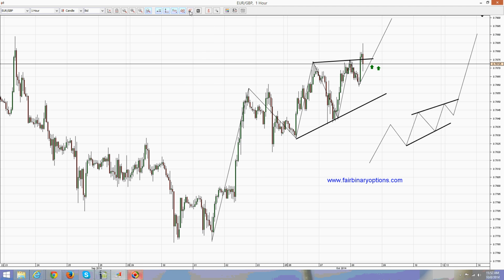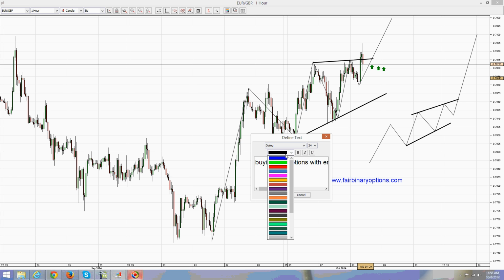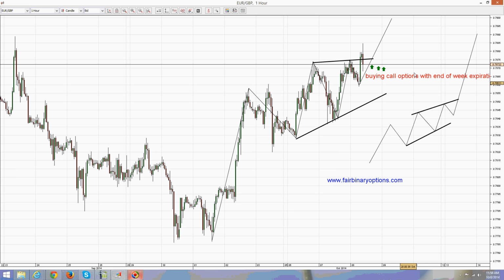Let's write here on the screen the plan for this running variation of a contracting triangle. Buying call options with end of week expiration date is the thing to do on the euro and Great Britain pound, as this market here is fishy for short term. So we need an expiration date that stretches a bit more than just end of day, so end of week.